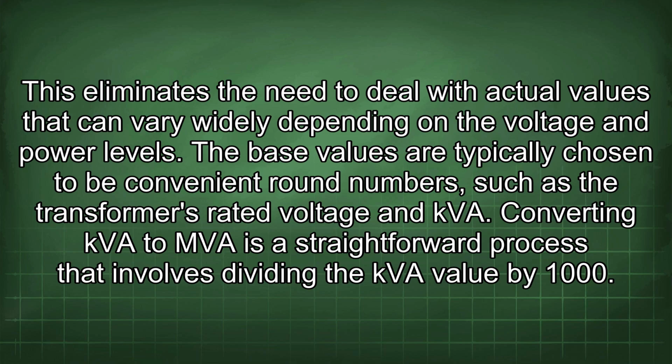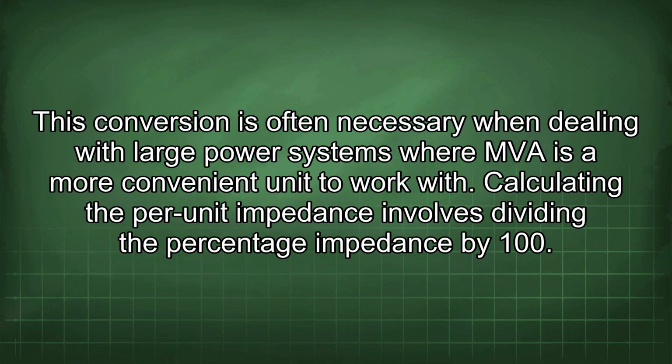Converting kVA to MVA is a straightforward process that involves dividing the kVA value by 1000. This conversion is often necessary when dealing with large power systems where MVA is a more convenient unit to work with. Calculating the per unit impedance involves dividing the percentage impedance by 100.